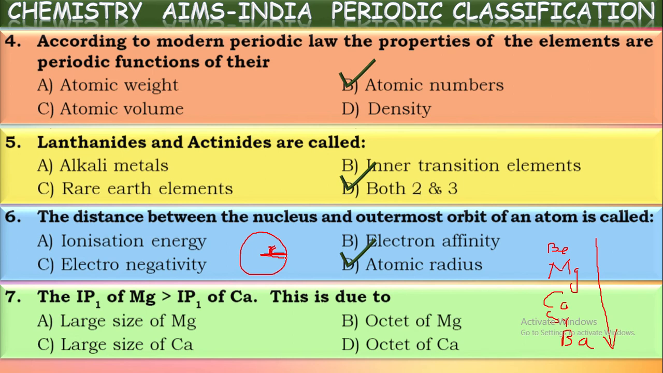Now if you compare magnesium and calcium from the same group, top to bottom size increases. So calcium will be having greater size than magnesium, and hence calcium is having lower IP value, isn't it? So what is the reason for this now? As magnesium is having greater IP value than calcium, this is because of the smaller size of magnesium or the larger size of calcium. Out of these two, it is mentioned here: larger size of calcium. That is correct. Okay. Next.